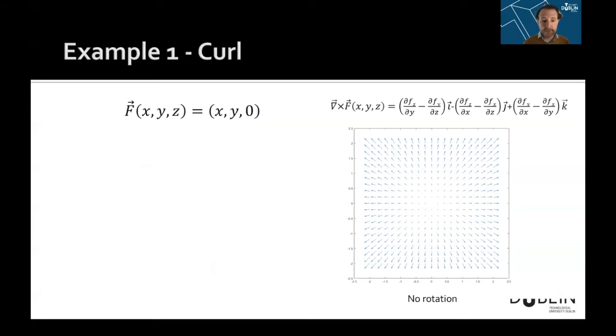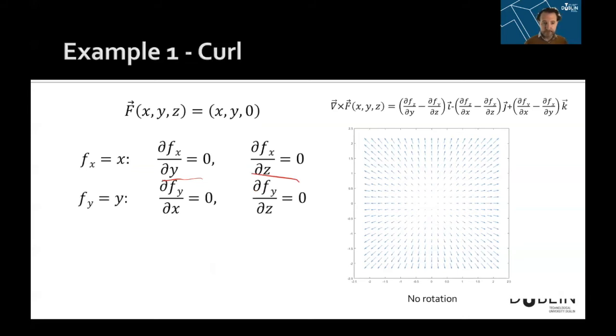Now we have to do a bit of differentiation. For the x part, we differentiate with respect to y, so the derivative of x with respect to y is 0. Derivative of x with respect to z is 0. The y part, fy is y, that's that part. Derivative of that with respect to x is 0. Derivative of that with respect to y is 0. Fz is equal to 0. So the 2 derivatives there are 0.